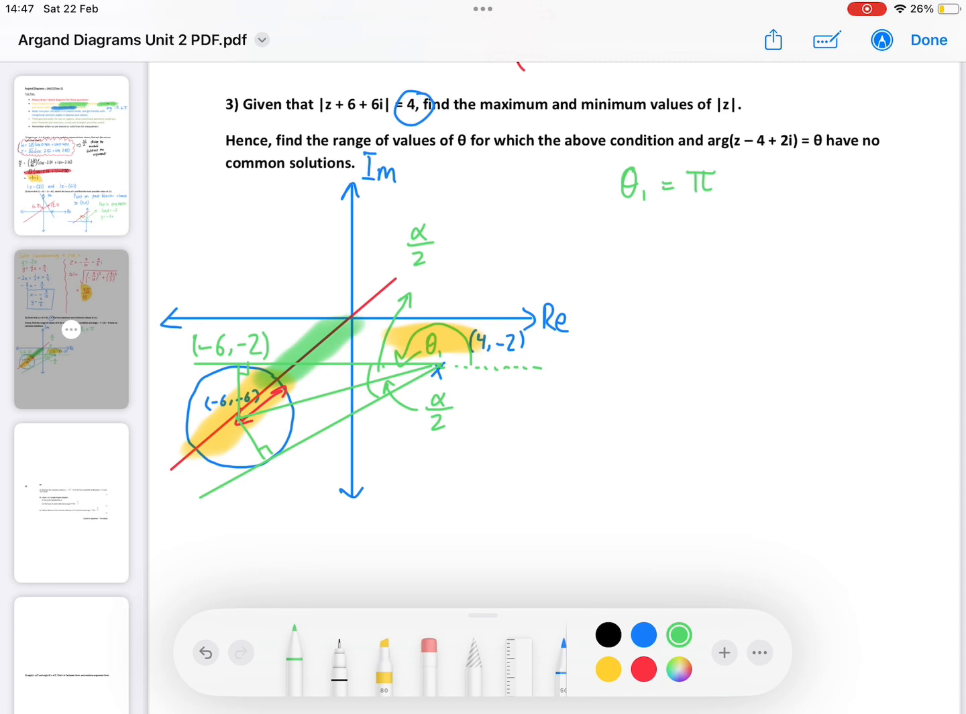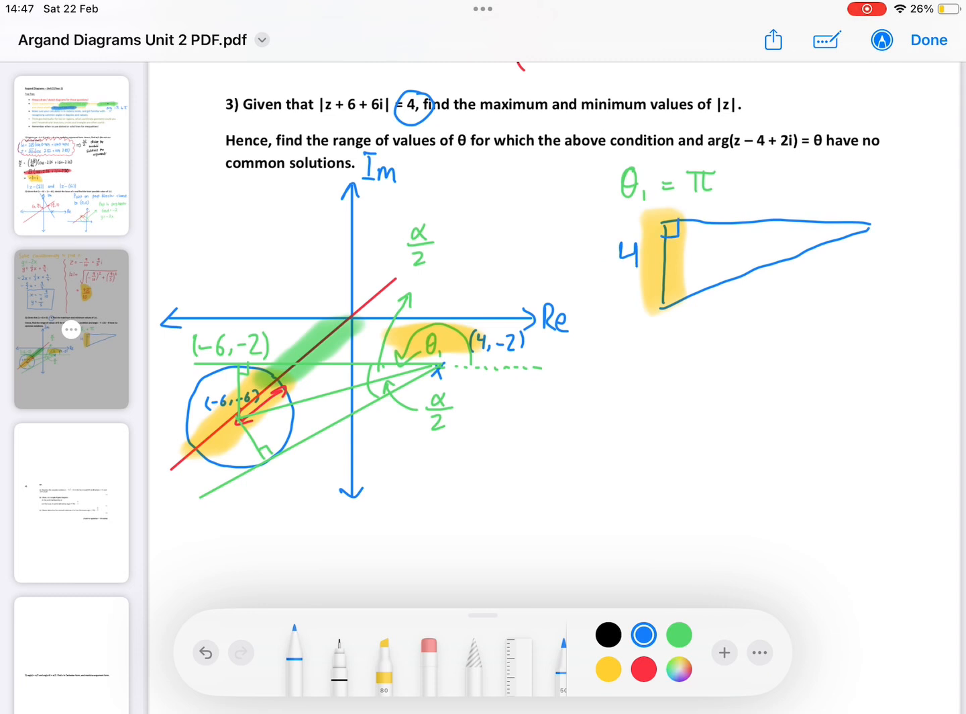So to find alpha over 2, I'll just redraw that triangle to make it a little easier for you to see what's happening. So we have this triangle here. We'll just label on the important values. This length here is the radius of the circle, which is 4. So that length is 4. This was obviously a right angle.